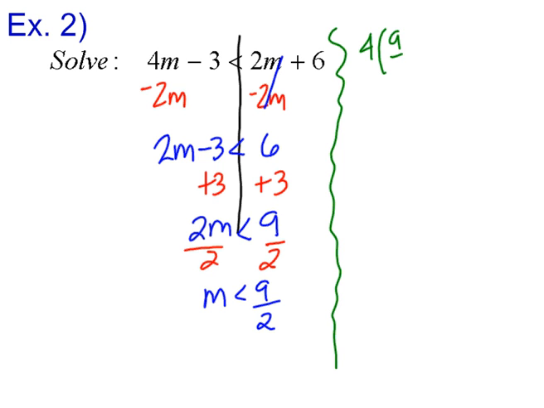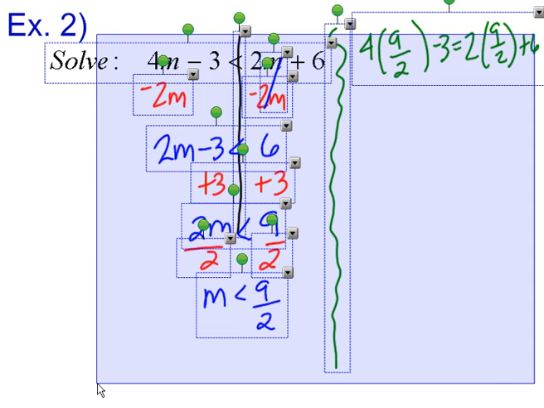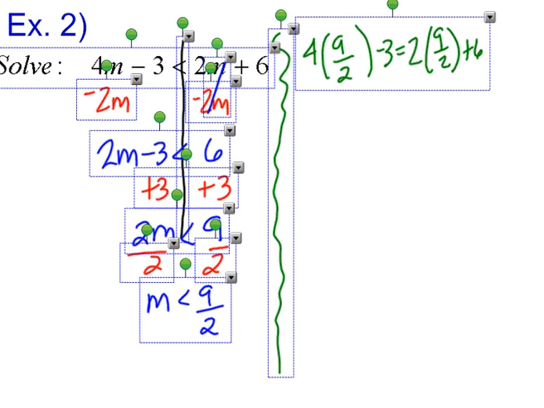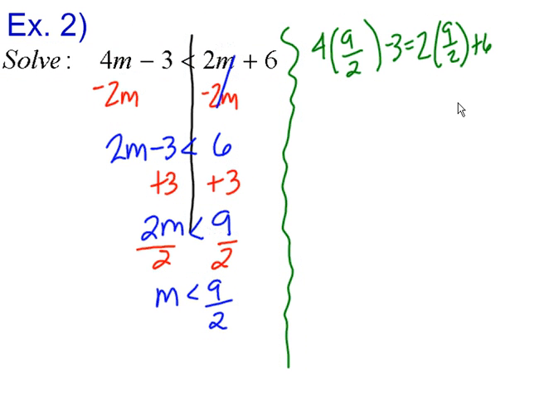4 times 9 over 2 minus 3 equals 2 times 9 over 2 plus 6. Let me see if I can move everything over a little bit, give myself some more room. I felt like I was squeezing that in. Okay, let's look at this part here. Let's put 4 over 1.